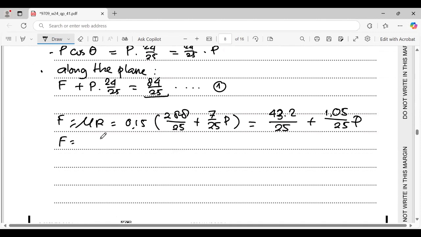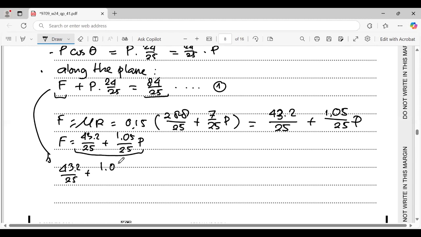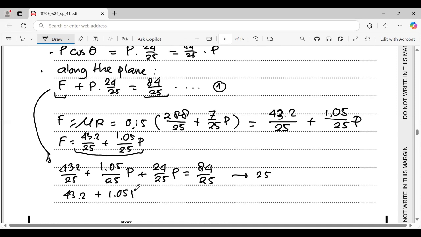So I would like to write here F equals 43.2/25 plus 1.05/25 P. Now, substitute this information into here. So this equation becomes 43.2/25 plus 1.05/25 P plus 24/25 P equals 84/25. Now multiply by 25. It is 43.2 plus 1.05P plus 24P equals 84.